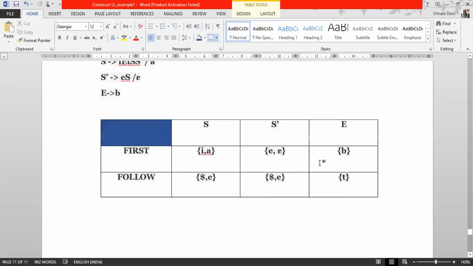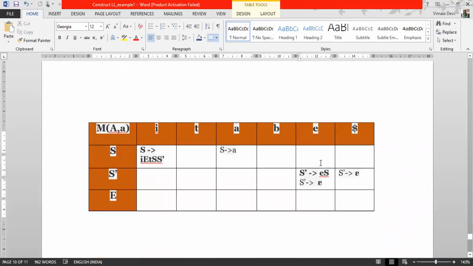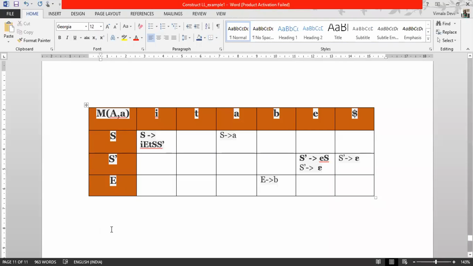So one more rule is there, I think. Yeah, E derives b. We know where to fill it. E derives b is to be filled in the column E comma b. The parsing table is built. Now, from the parsing table, we can easily identify that it is not an LL1 parsable grammar. So, how do you write the conclusion? You write the conclusion in such a way that in the parsing table, in M of A comma a, you have to write the conclusion like this.